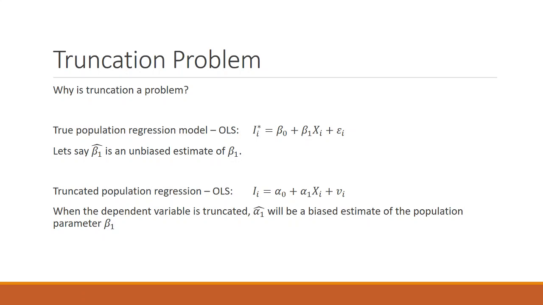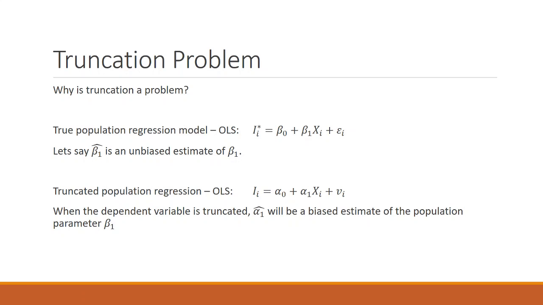However, we don't have I star, we only have I. And so if we ran an ordinary least squares regression model of I on x, we would have different coefficients and a different error term because we have a different regression model with a different dependent variable. If we ran this regression model instead, we would get an estimate of alpha 1. We would get alpha 1 hat, the estimated value, and this would be a biased estimate of the population parameter beta 1. So it creates bias.